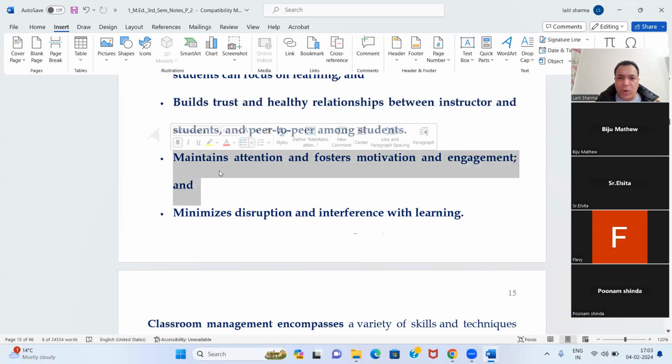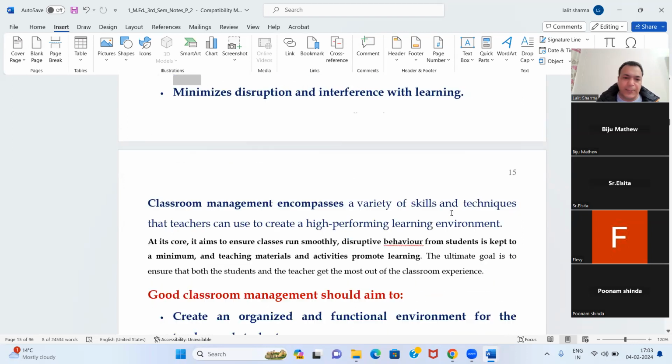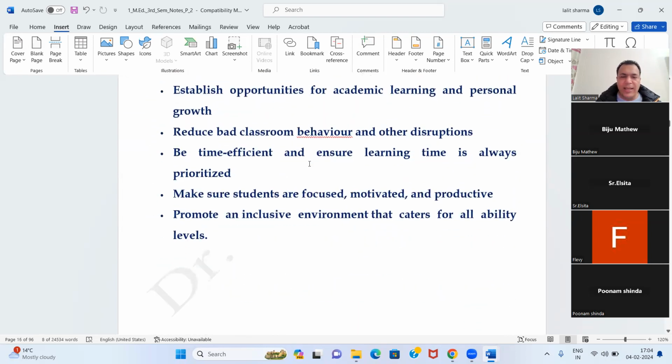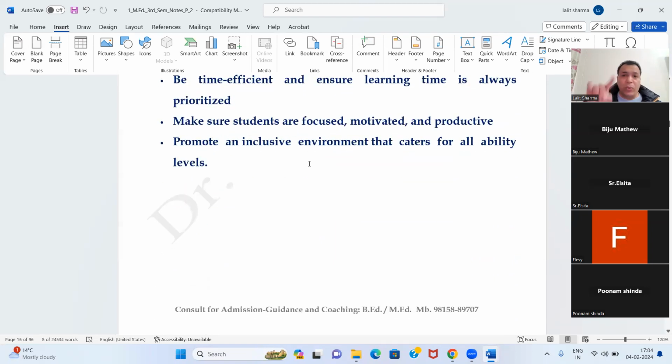Maintain attention and foster motivation and engagement, and minimize disruptions and interference with learning. तो ये classroom management है guys. It is a detailed note. Okay. So you have to learn it. Then you will become the master, or you will have the knowledge of all these things, right guys?